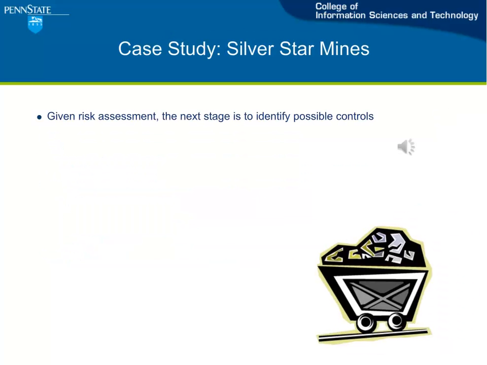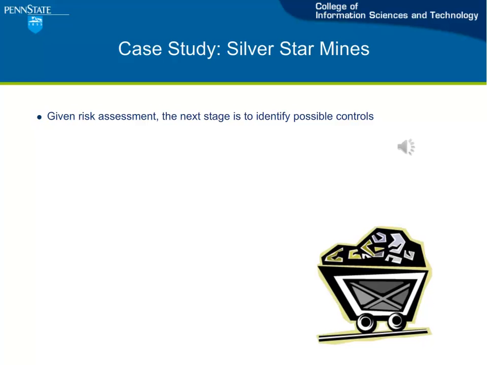So having discussed management controls and technical controls and operational controls a little bit and understanding a little bit more about them, sometimes it's best if you can actually point that at some sort of a scenario to get the most out of the learning experience. So what I'm asking you to do is go back to Chapter 14 and read up on the Silver Star Mine case study.